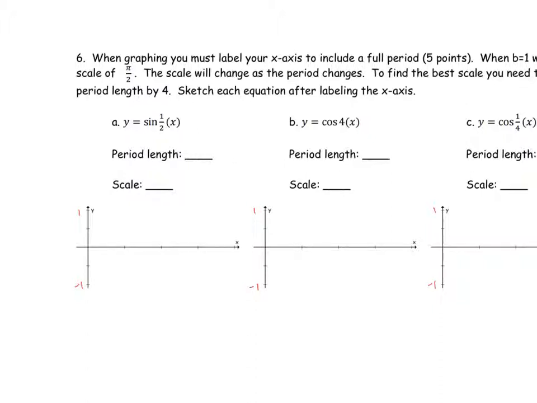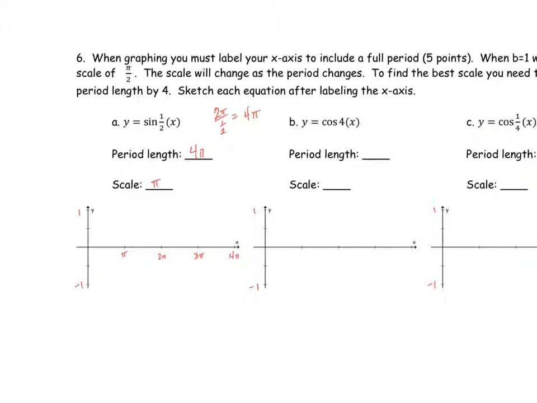The first one is 1/2 pi, so for my period length, 2 pi divided by 1/2 is going to give me 4 pi. So my period length is 4 pi. What that means is instead of making this 2 pi, I'm going to make it 4 pi. So I'm going to go by pi, 2 pi, 3 pi, 4 pi. My scale, I'm just going to go by pi.